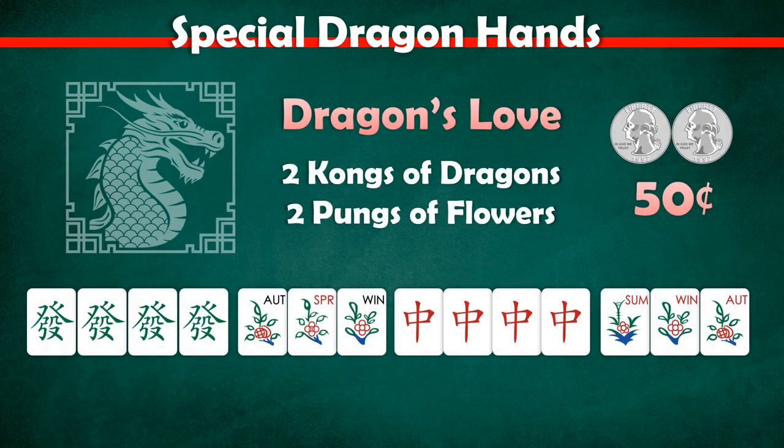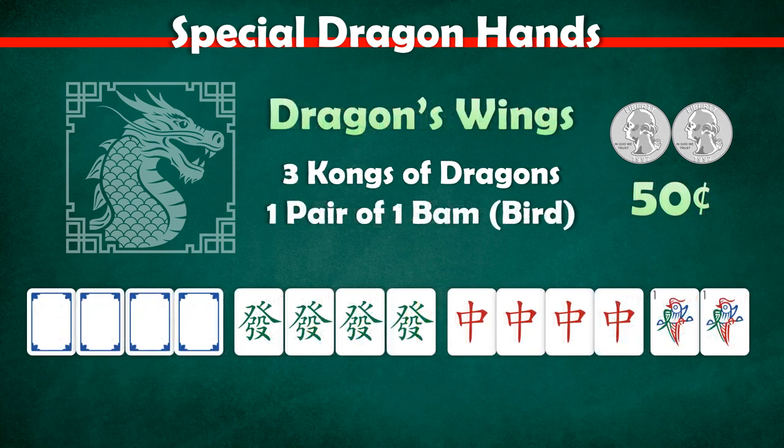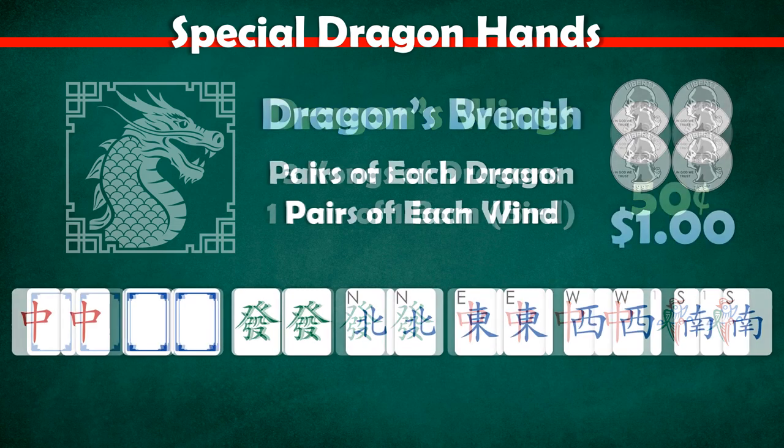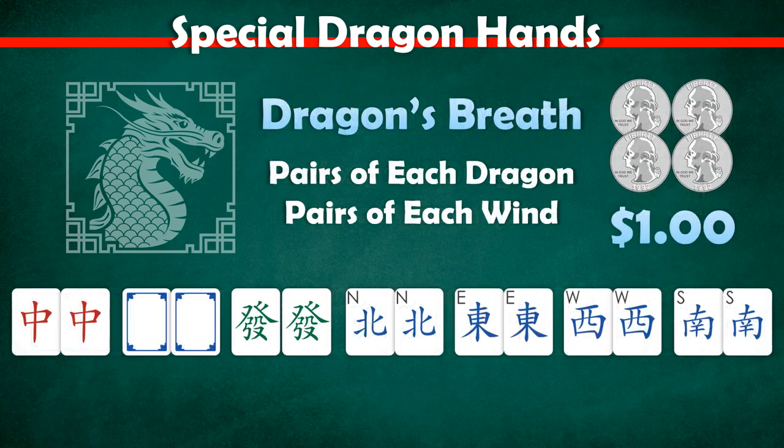The Dragon's Love hand consists of 2 different dragon Kongs and 2 flower pungs. It is worth 50 points. The Dragon's Wings hand consists of 1 Kong of each dragon and a pair of 1 bamboo, also known as the bird tile. It is also worth 50 points. The Dragon's Breath hand consists of 1 pair of each wind and 1 pair of each dragon. This hand is worth 100 points.